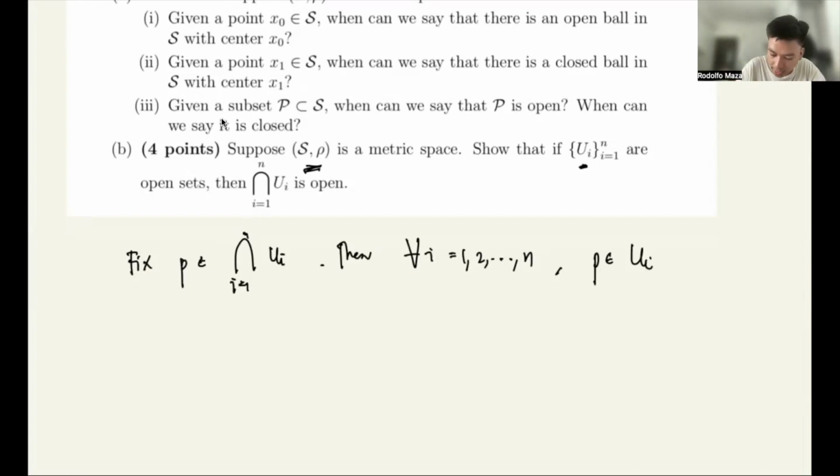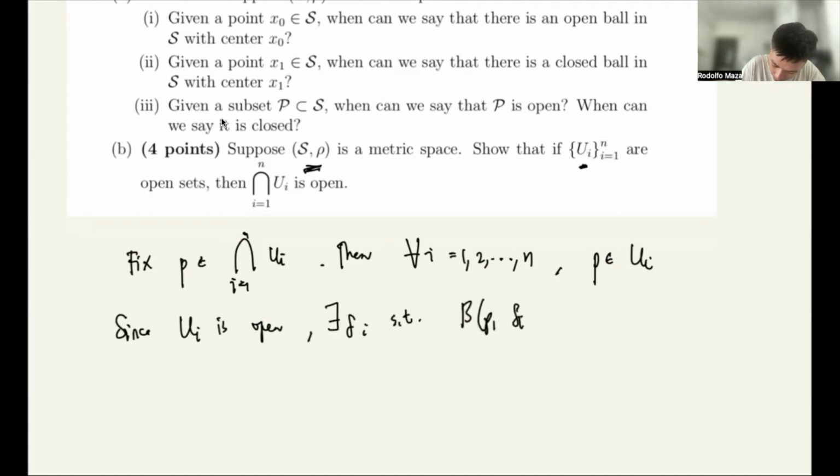Since each U_i is open, there exists a delta_i such that B(p, delta_i) is in U_i.